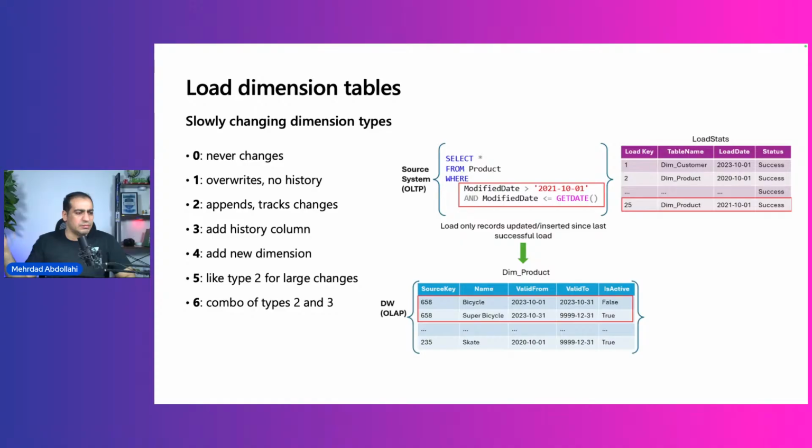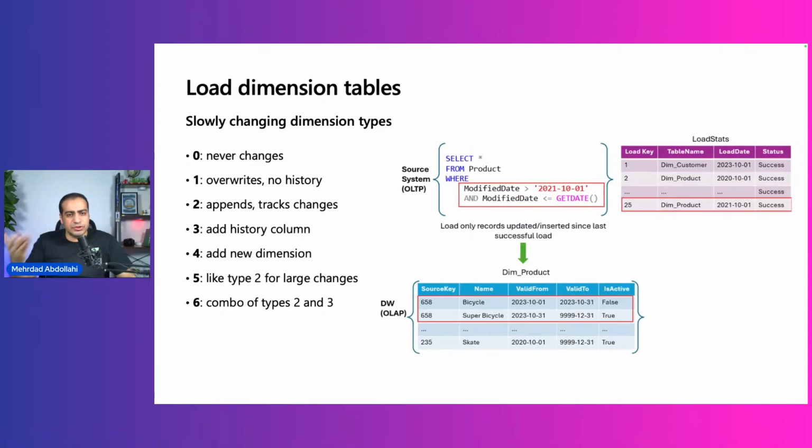There can be some examples where the category of your products can be overwritten, right? And it really doesn't matter what the whole history of the categories of the products in your system was.